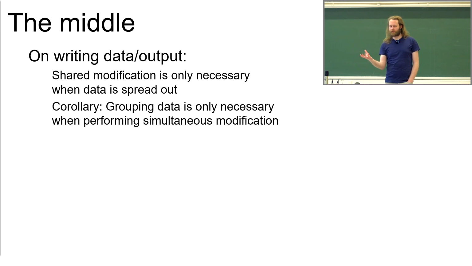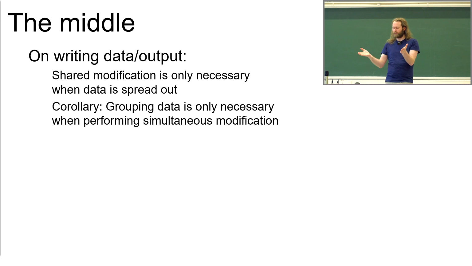Right? So the inverse of that, or the corollary of that, is that grouping data so that you're modifying multiple pieces of data at the same time is only necessary if you're actually modifying several of them at the same time. So grouping the floor and the direction together makes sense, because you're modifying the floor and the direction together, right? You're moving up to the next floor, so it makes sense that those are collected together.